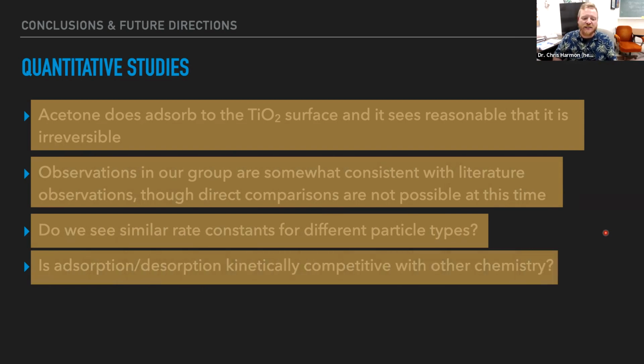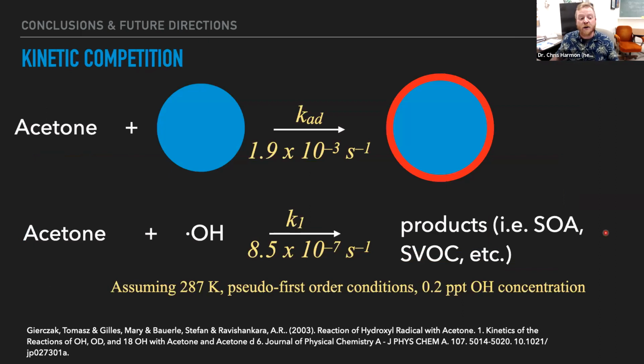And is adsorption, desorption kinetically competitive with other chemistry? And so what we mean by that is, for example, using my determined adsorption rate constant converted into per second units, we could view that as about 2 × 10⁻³ 1/seconds for this adsorption process. If you look at, let's say, the reaction of acetone with the hydroxyl radical, and hydroxyl radical is a really important oxidizing agent in the atmosphere. It is one of the most common ways to remove organics from the atmosphere.